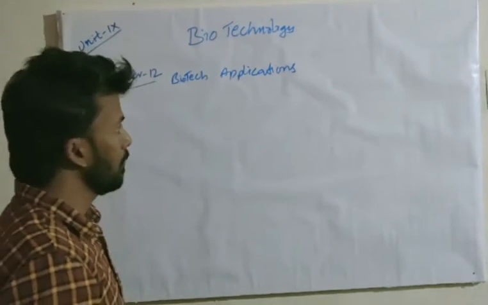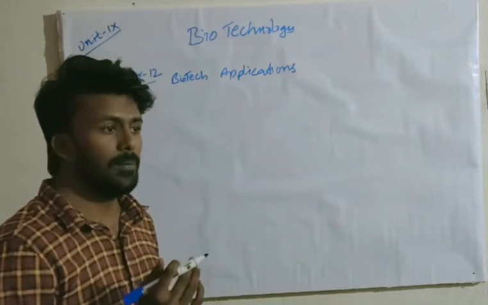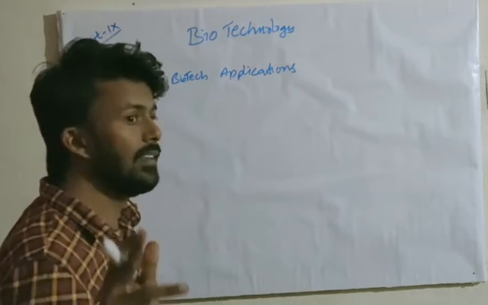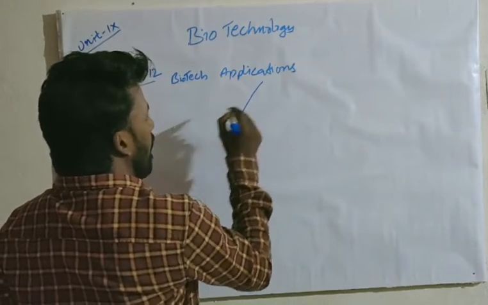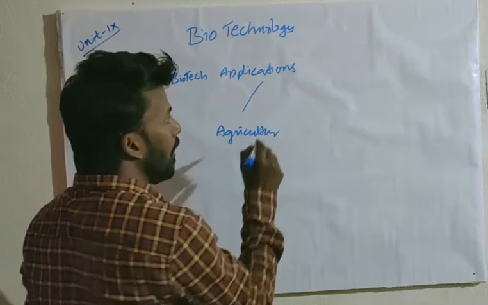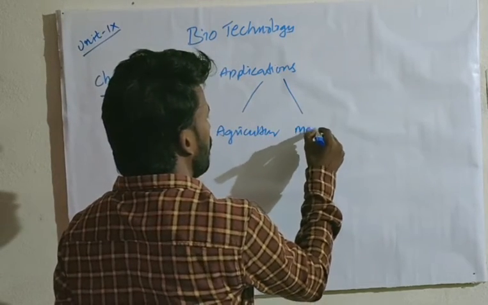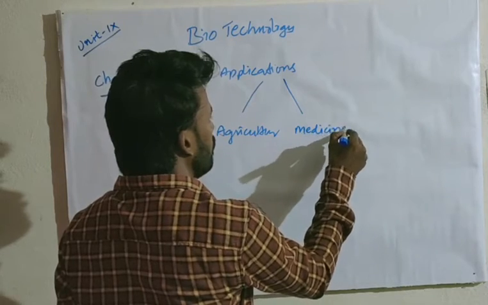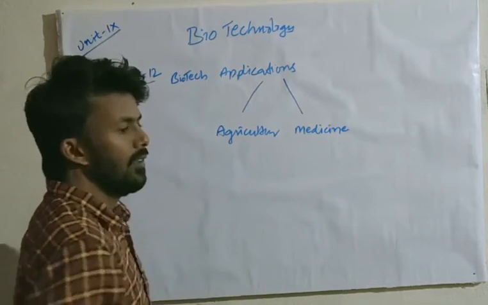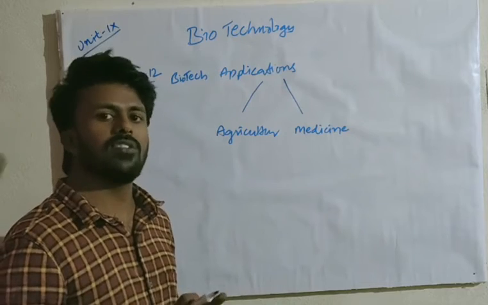Biotechnology applications. When we talk of the applications of biotechnology, we can divide it into two main parts: applications in agriculture and applications in medicine. If we have to discuss medicine, there are many applications.